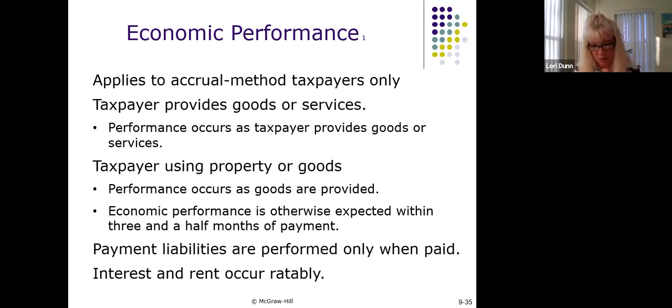So since this was a 12-month lease, and he'll have all of the requirements done by next year, he'll receive all the rental time by the end of 2021, he could show all $7,200 in 2020. So economic performance doesn't apply to cash method taxpayers. They got their own set of rules. All right.